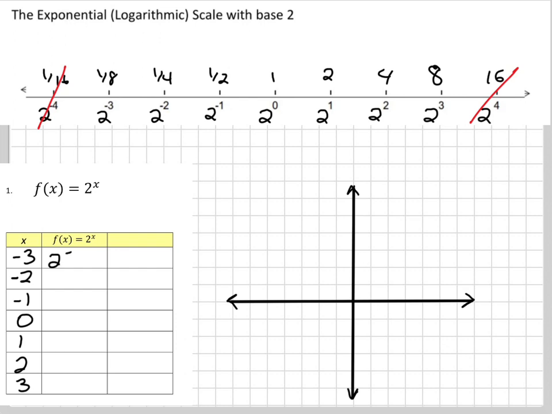So we have 2 to the -3rd power, right? 2 to the -3rd power is right here. What is 2 to the -3rd? Well, we just said it is 1/8. Then we have 2 to the -2nd power. What is 2 to the -2nd power? Well, it's 1/4, isn't it? Okay, and we can keep going. We can keep pulling values off of our little exponential scale to fill in our table.